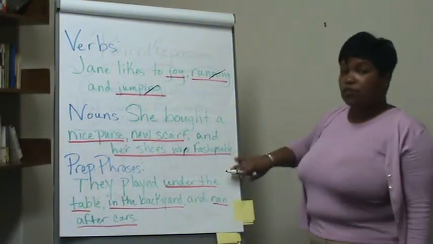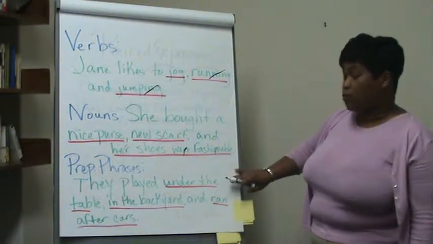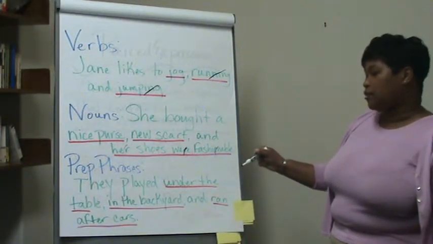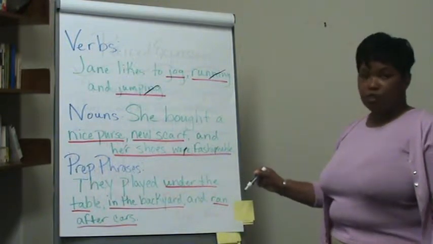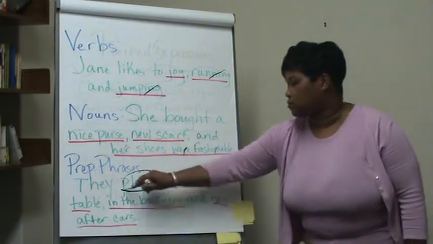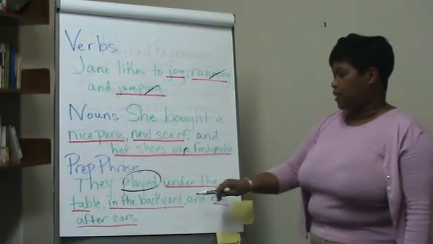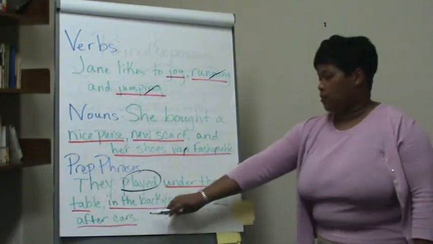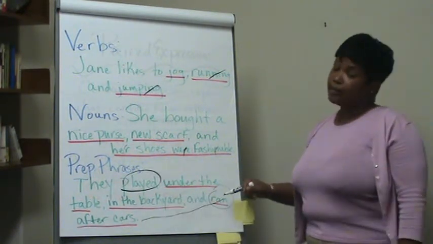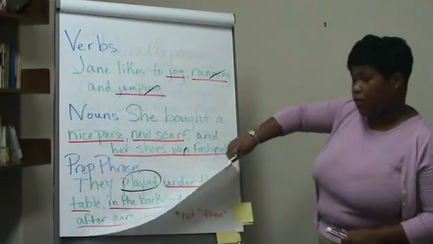With prepositional phrases, you have to be aware of what the prepositional phrases are doing in the sentence and whether or not you have the appropriate pieces to that prepositional phrase for each one. So, they played under the table in the backyard and ran after cars. Well, the reality is that they played. So that's our verb. We don't need any other verbs in this sentence. But they played under the table, in the backyard, and ran after cars. That adds a verb that makes this form unparalleled. So we'd have to change the wording to make sure that every one of these prepositional phrases had parallel structure.